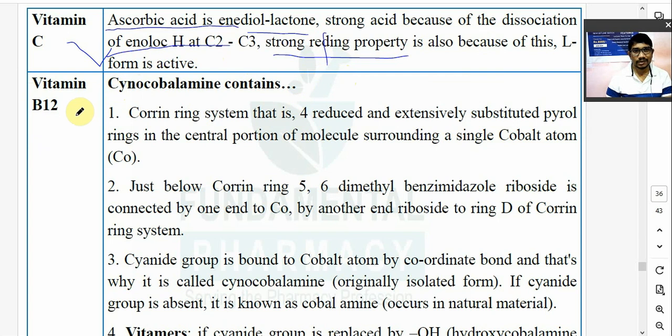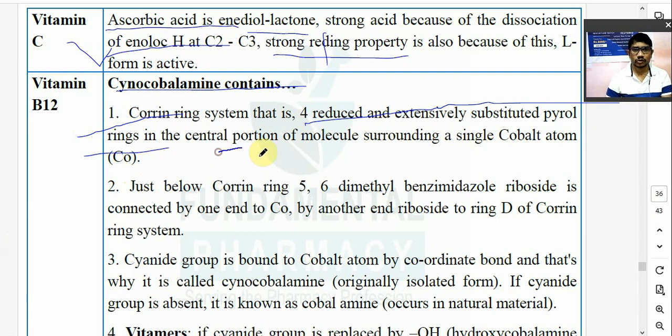और लास्ट में साइनोकोबालामाइन. So it contains corrin ring. क्वेश्चन आता है corrin ring, that is 4 reduced and extensively substituted pyrrole ring. क्या है देखो, 4 pyrrole ring. क्वेश्चन आ चुका है, टेट्रा pyrrole है.